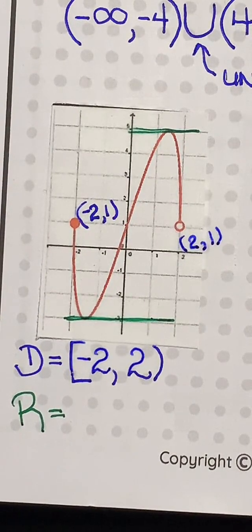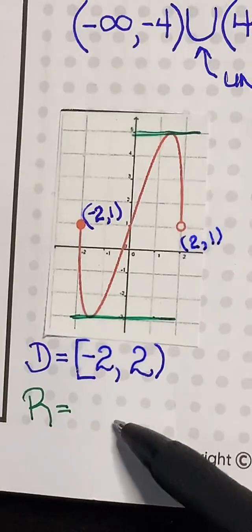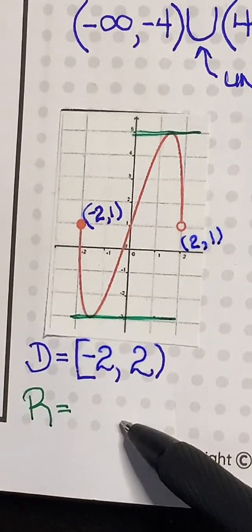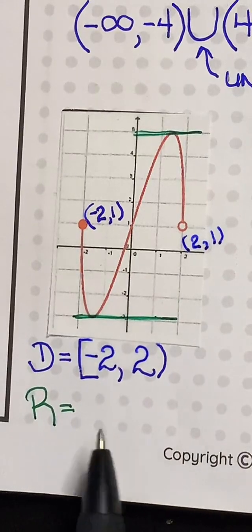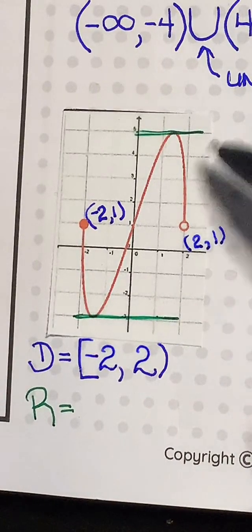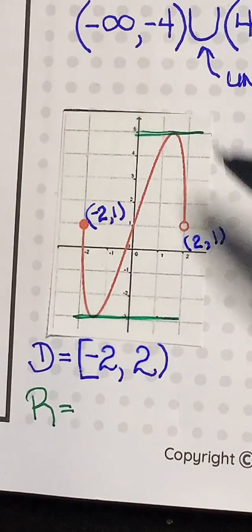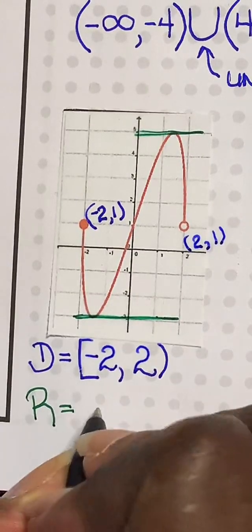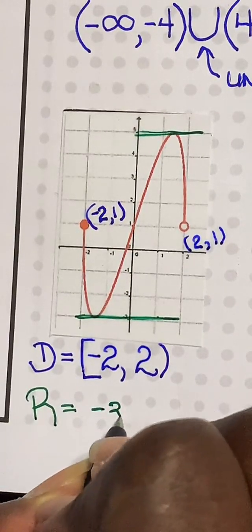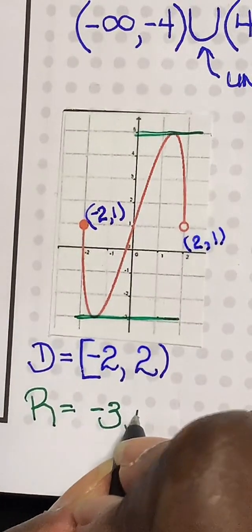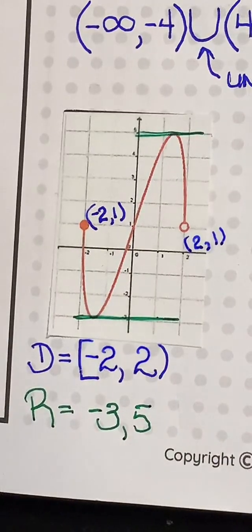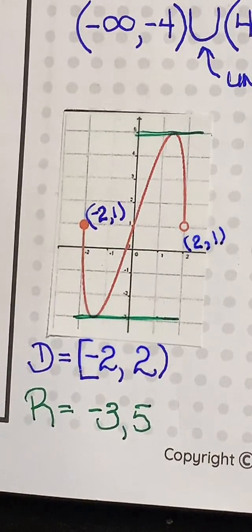Good. So my range, remember, if we put it in interval notation, you always start with the lowest number. So with the -3 and the 5, my lowest number is going to be -3. And my highest number is going to be 5. Okay.